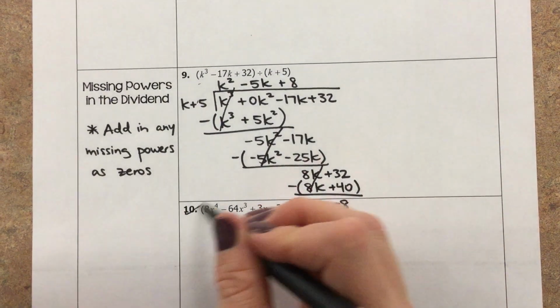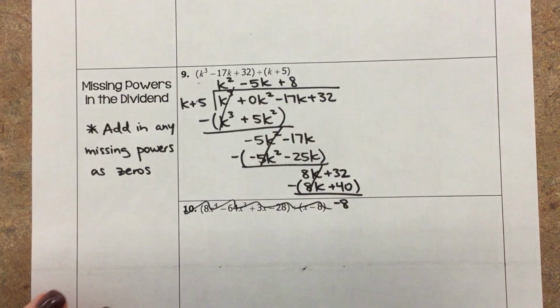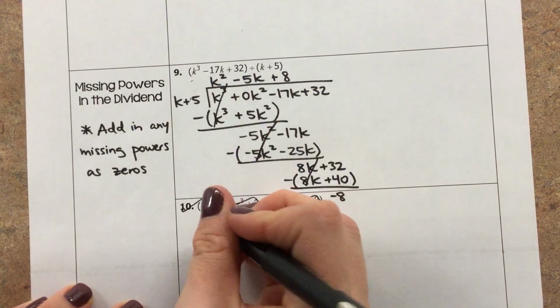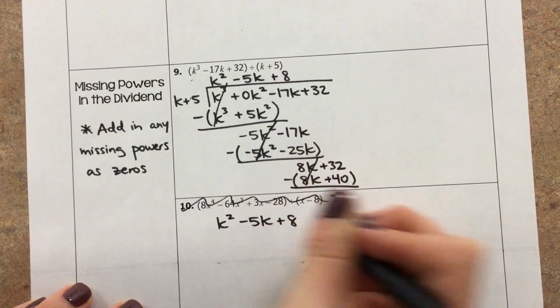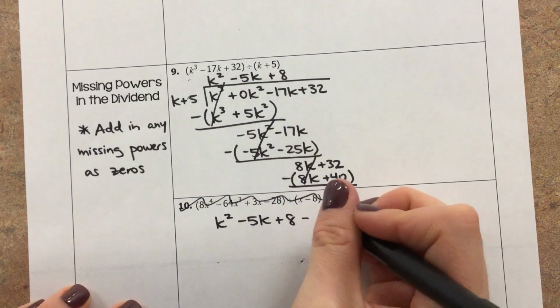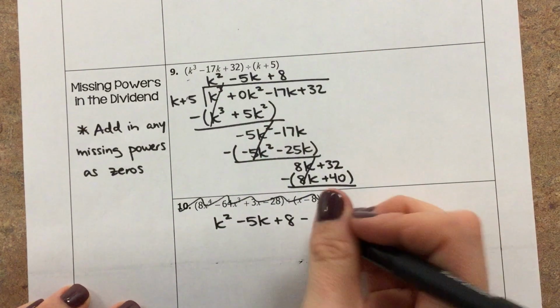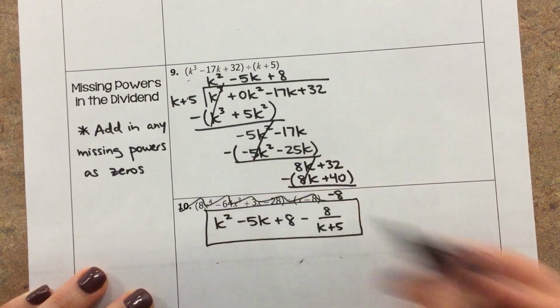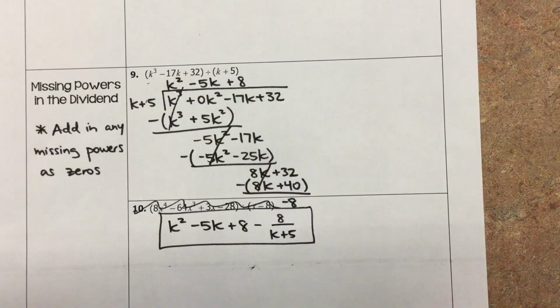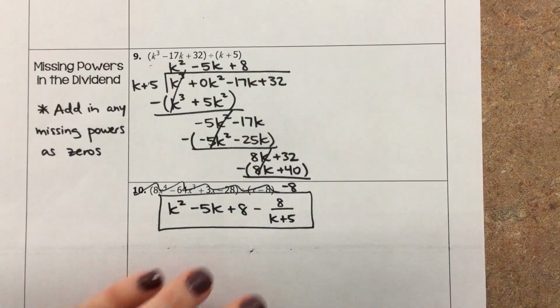So we're not doing this problem, so I'm just going to get it out of our way so I can write the answer. So the answer is all of this stuff, k squared minus 5k plus 8, and then you write the remainder, negative 8, over the divisor, which is k plus 5. So that is our answer using long division. And finally, one more time, we'll do the synthetic division.